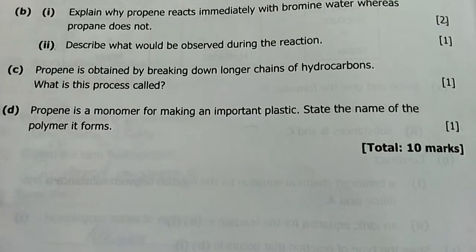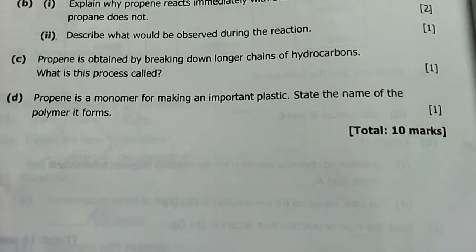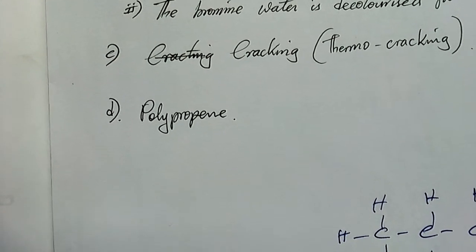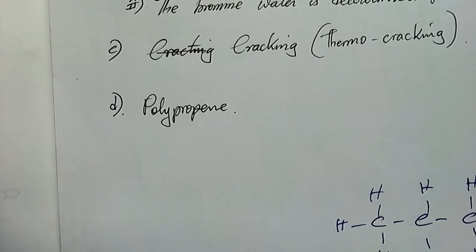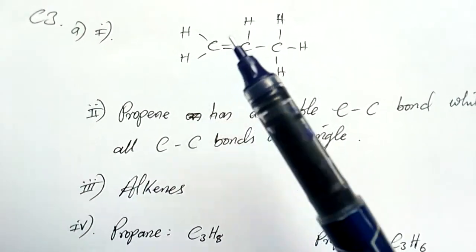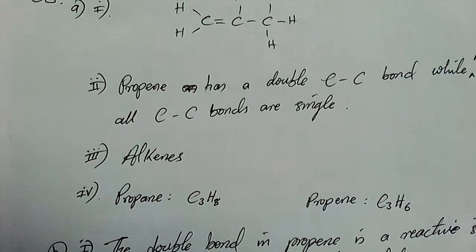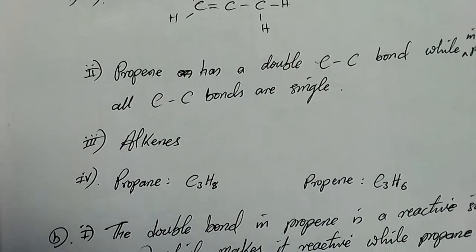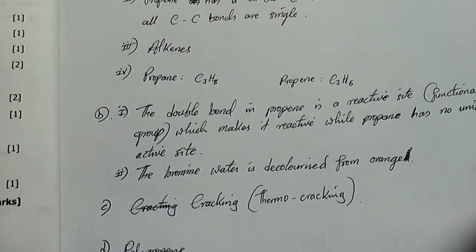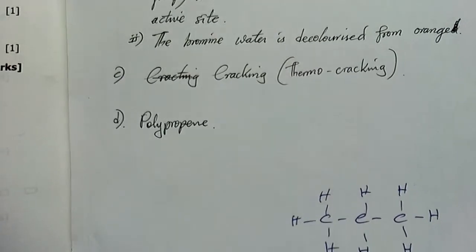C3D, propene is a monomer for making an important plastic. State the name of the polymer it forms. The polymer formed by propene is polypropene, and this polymer is an addition synthetic polymer. Addition means the monomers are unsaturated, so they only get to join by the breakage of one of the two bonds at their unsaturated points to come up with this polymer. Only one product is formed, the polymer. And then artificial, meaning that it is just made. This polymer doesn't occur naturally in living or biological systems. So it's an artificial addition polymer.